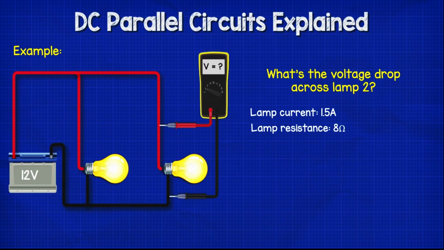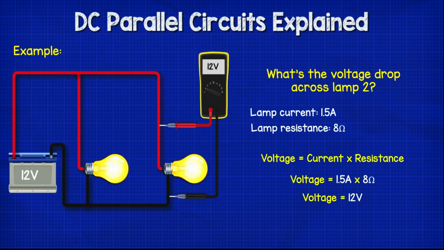Another example. This circuit is connected to a 12 volt battery. What is the voltage drop across the end lamp? Well, that's easy. We calculate voltage again by multiplying the current and the resistance. It has a current of 1.5 amps flowing through it and a resistance of 8 ohms. 1.5 amps multiplied by 8 ohms gives us 12 volts.